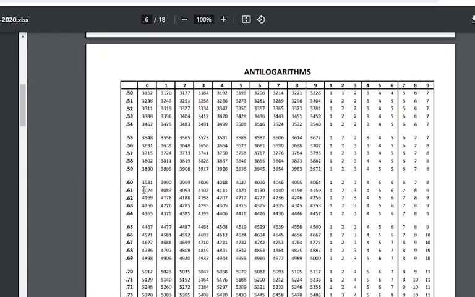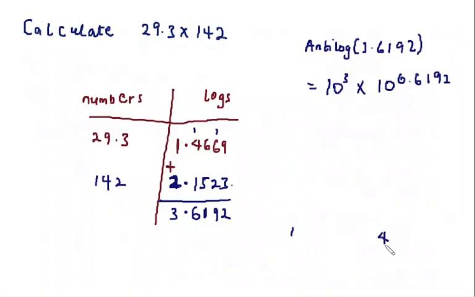So to my antilog table, I'm using 6192. Under 61, I have to look for 9 because I have 619. The 61 is 9. So I have 4159. And then I'm looking under 2. So I have 4159 plus 2. So 9 plus 2 is 11, so 1, carry 1. 5 plus 1 is 6, and then this is 1, this is 4.